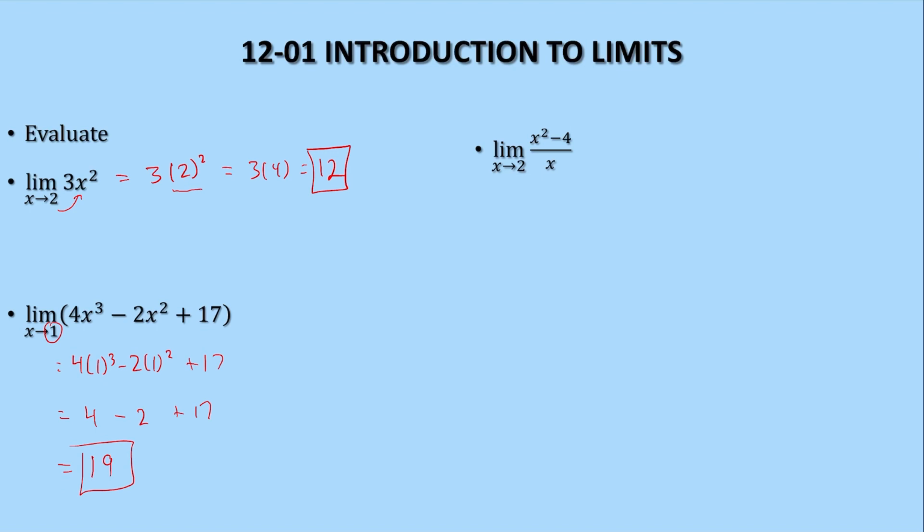And our last one. Let's go ahead and try plugging the 2 in. So we'll have 2 squared minus 4 over 2. So it gives us 0 over 2, which is 0. 0 is a fine number.